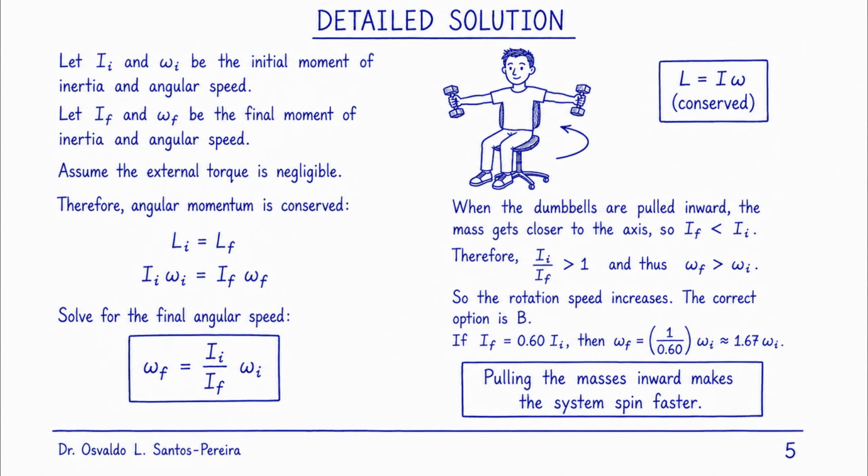Because there is no significant external torque, the angular momentum before and after the movement must remain approximately the same. The reduction in the moment of inertia must therefore be compensated by an increase in angular speed. For example, if the final moment of inertia becomes 60% of its initial value, the final angular speed becomes approximately 1.67 times the initial angular speed. The conclusion is clear: pulling the masses inward makes the system rotate faster.